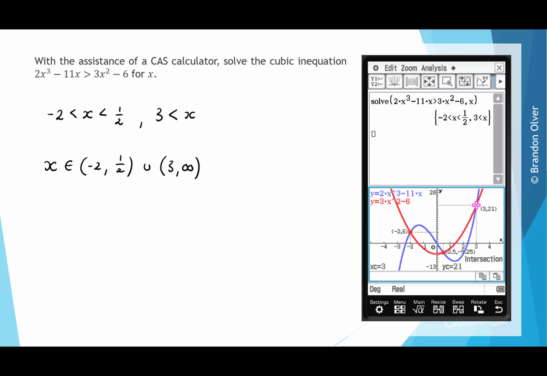Our job now is to interpret when the cubic graph, which is the 2x cubed minus 11x, is greater than the parabola, which is the 3x squared minus 6 in red. So we can see that up here, where x is greater than 3, the blue graph is greater than the red graph. And we can also see from x is negative 2 through to x is a half, the blue graph, the cubic graph, is greater than the parabola or the red graph. So that matches what we found in set notation above.